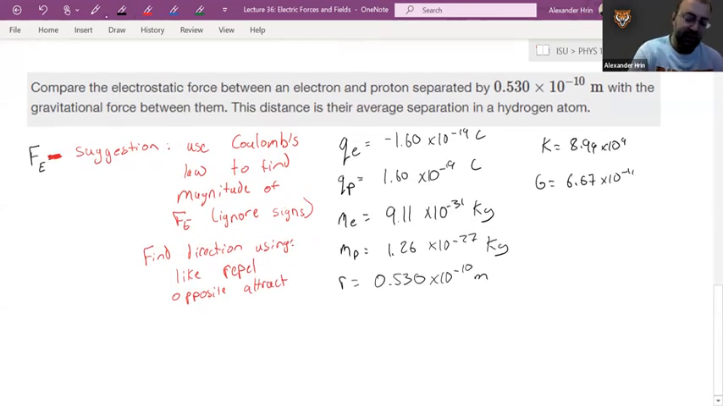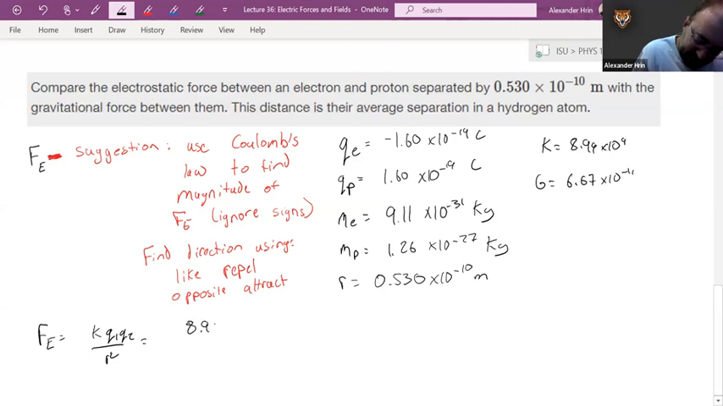For this one, I would know that the direction was attractive. It doesn't ask anything about the direction. It just says to compare the force. So that's why I'm just going to do both of the charges as positive. So we'd have F sub E equals K. Actually, tell you what, K Q1 Q2 over R squared.